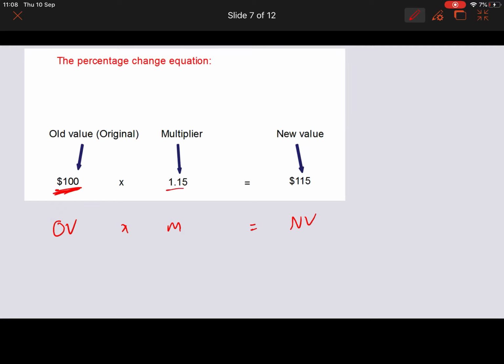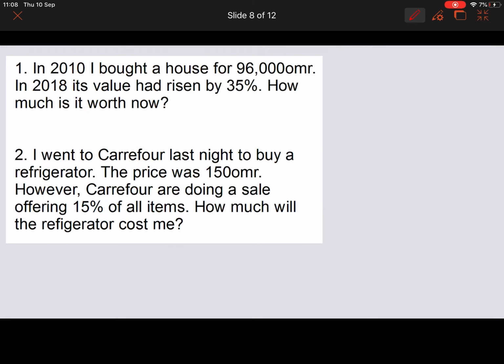We have a formula. The old value times the multiplier gives me the new value. Okay, and you can see an example there. Let's say something cost $100 at first. I want to increase by 15%, and that gives me the new value. And the only difficult thing is what is the right multiplier. So we're going to use this equation all the time, which means I can solve any problem because we know how to solve equations.